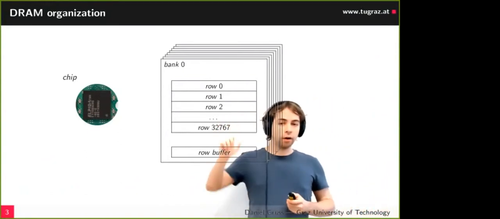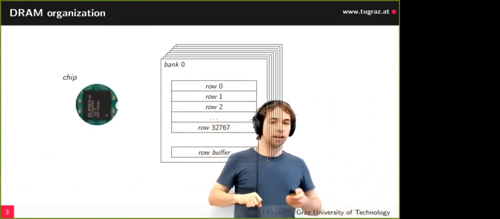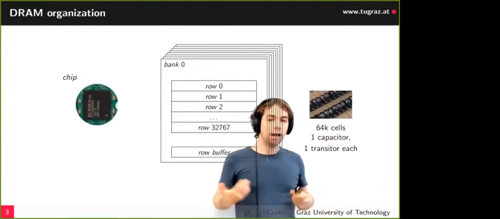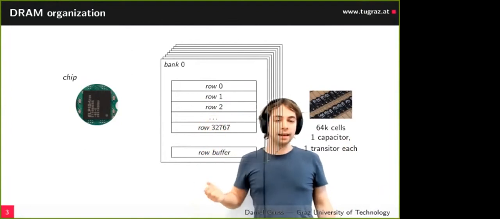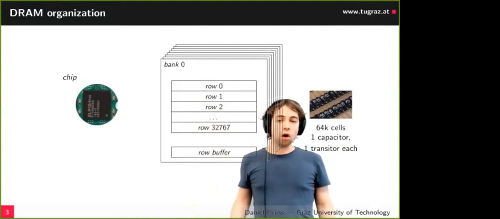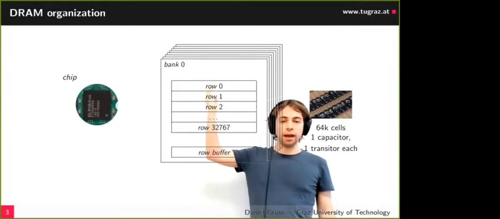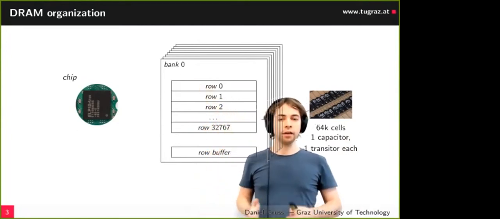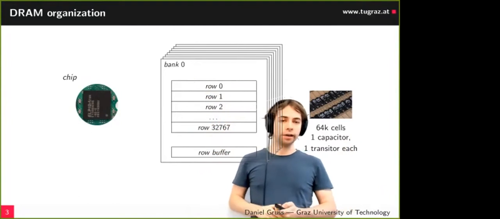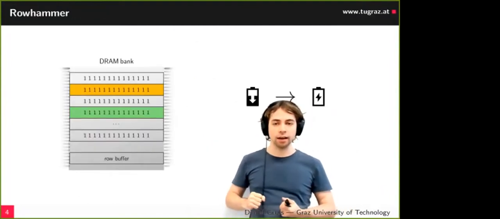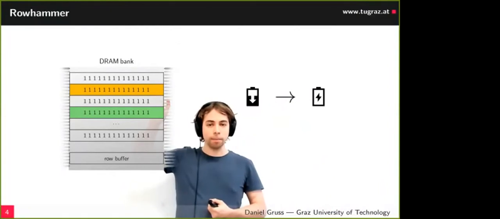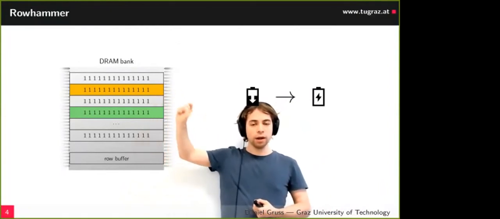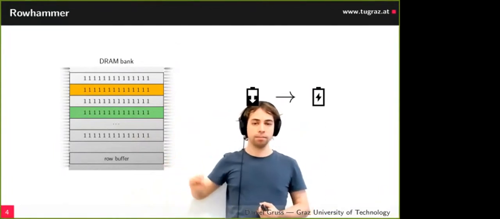These rows store the actual data. They're composed of capacitors and transistors. And each of these rows is exactly 8 kilobytes in size. On a DDR3 module, you will find that we have 8 banks. On a DDR4 module, it would be 16 banks. So there's more parallelism. Now, as I said, reading from a DRAM bank means copying the row into the row buffer of this bank.